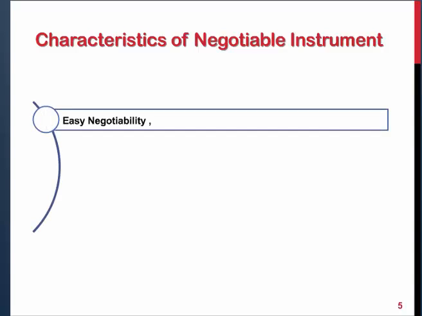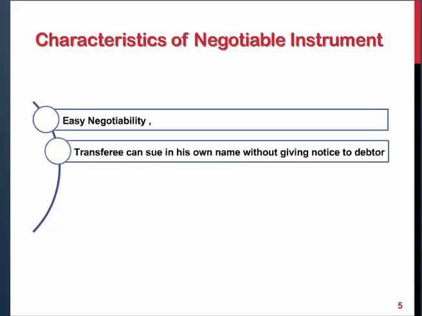First, easy negotiability. These are transferable from one person to another without many formalities. Second, the transferee can sue in his own name without giving notice to the debtor. The creditor can either recover the amount himself or can transfer his rights to another person.